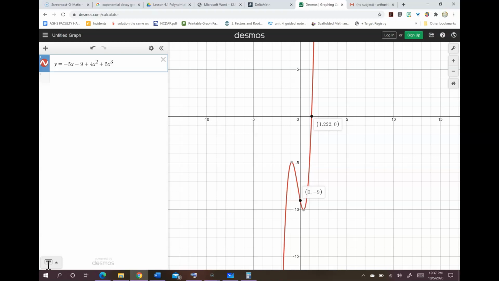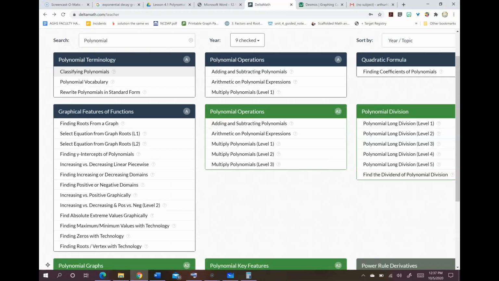So I'm not going to do the other two problems. Instead, I'm going to go to Delta Math, and I'm going to show you the sections you're going to have to do that correlate to this video. The first one that correlates to this video is finding y-intercepts of a polynomial.